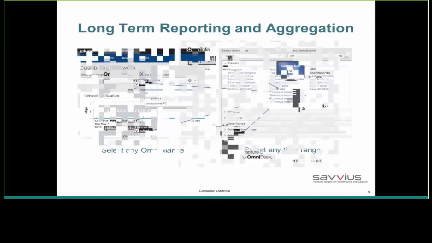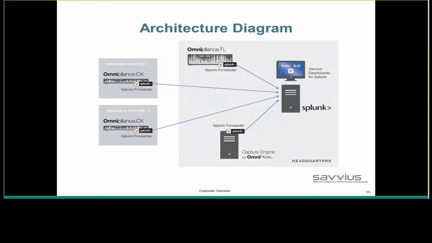So, last slide here, architectural diagram. If you're wondering how all this is set up, here's just an example; there could be many variations of this. Here we're showing an Omni appliance TL in the data center, a capture engine for OmniPeak, and then a couple of CX boxes out on the edge in different branch offices, all sending data to a Splunk server and then using the Savvius dashboards for Splunk to actually view that data.